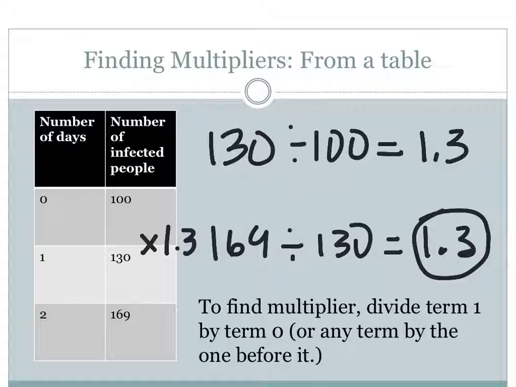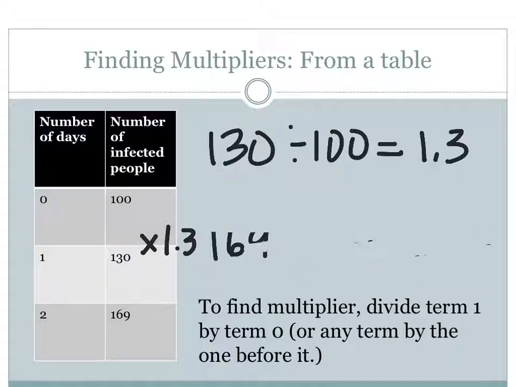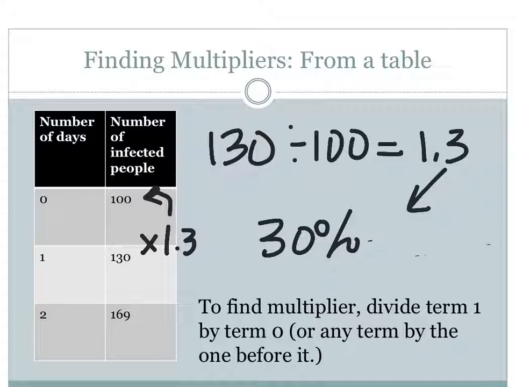Sometimes when you're dealing with real data, these multipliers might not be perfect. It might be 1.31 or 1.294. Because we're rounding to the nearest person, it might be a little off, but you're looking for a good approximation of a multiplier. This one's exactly 1.3, which we want to talk about in terms of percent growth. This one is growing by 30% at a time. The 1 stands for the 100%, the original amount, and the 0.3 stands for the 30% more. So a 1.3 means a 30% increase.